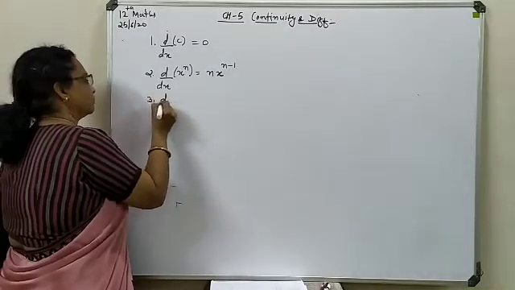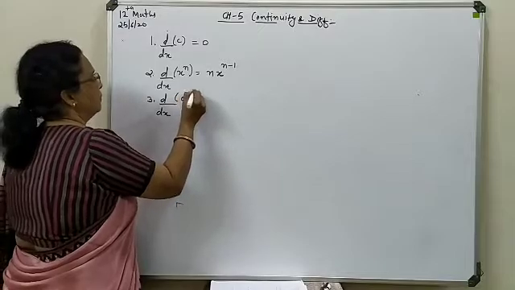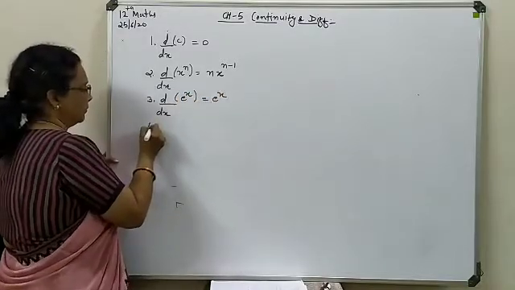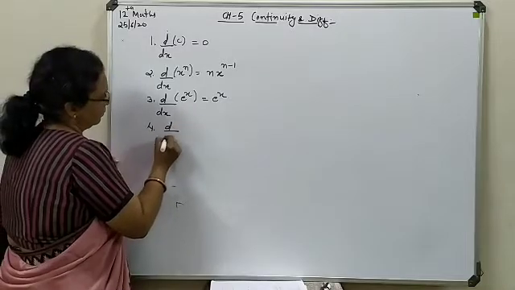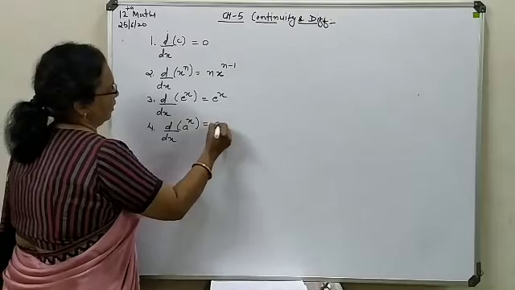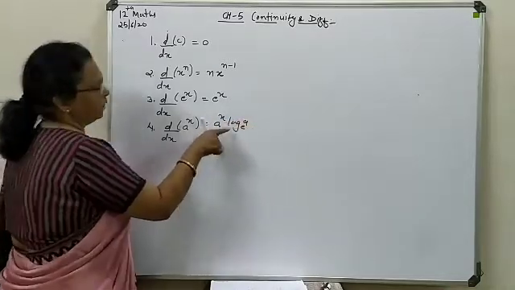Third one, differentiation of e power x. So this will remain the same, e power x. Fourth, differentiation of a power x. So a power x log of a. This is the additional term you will have here.